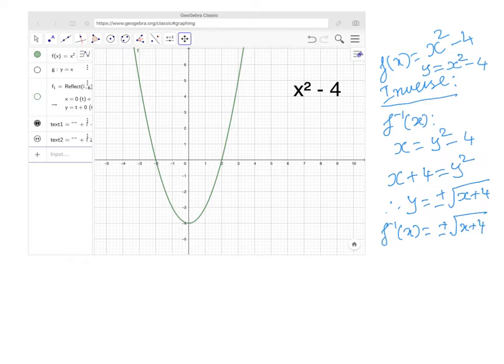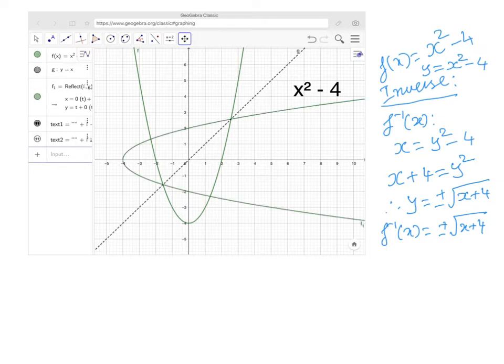Now let us see what will happen if I reflect over the line y is equal to x. It will give me a parabola here. Now if I apply the vertical line test, you can see that it intersects at 2 points, therefore f inverse is not a function. Hence, my statement that this f inverse, plus or minus, is not a function. Therefore, this statement is inappropriate.